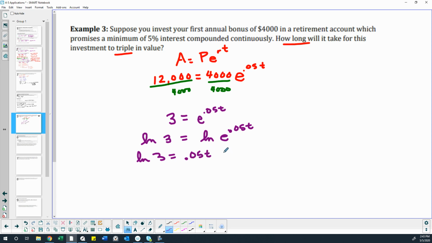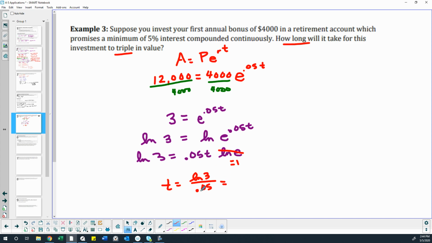0.05t instead of an exponent. Now here is where the magic happens, because natural log of e equals 1. And 0.05t times 1 is just 0.05t. So we're left with a beautiful little result: natural log of 3 over 0.05. No natural log is needed on there because the natural log part of this canceled out with the e.